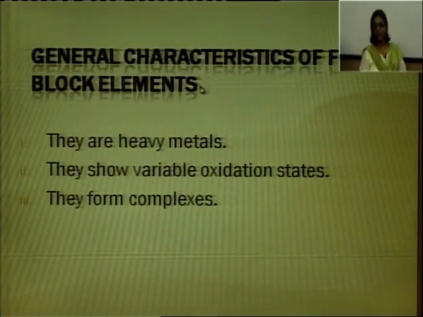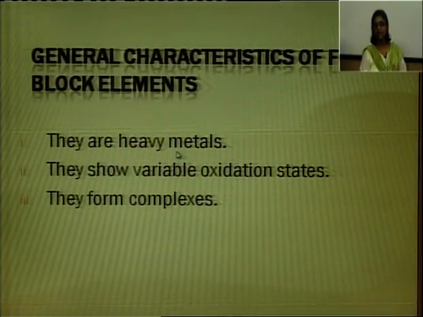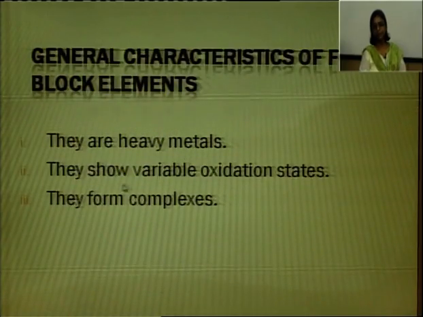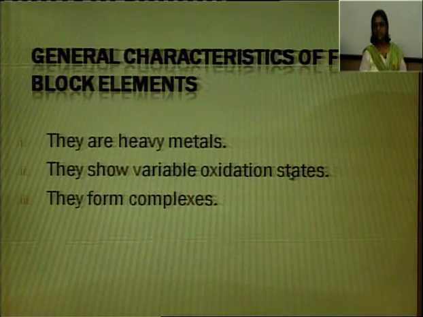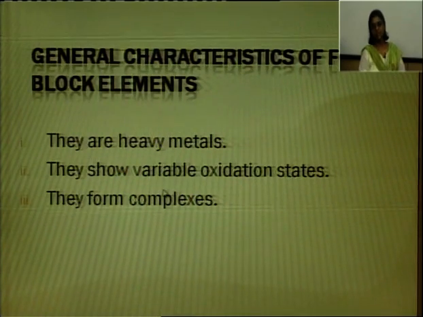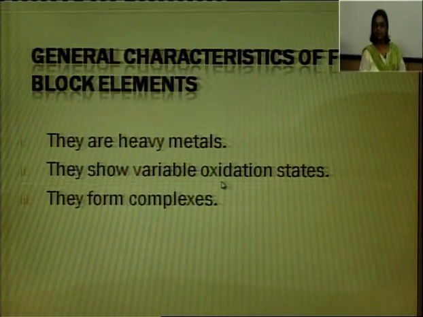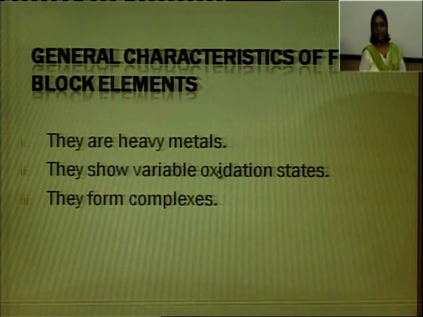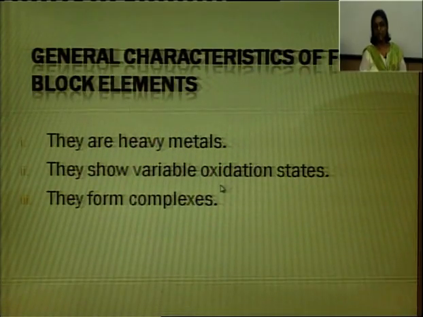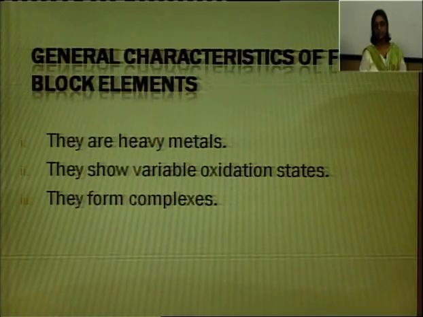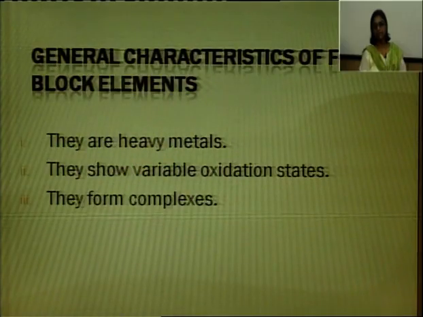Now, the general characteristics of the F block elements. Number 1, they are heavy metals. Number 2, they show variable oxidation states. As we have seen in the D block that the elements can lose electrons more than one at a time, as we had given the example of iron with the oxidation state +2 and +3. In the same way, F block elements also lose electrons more than once.